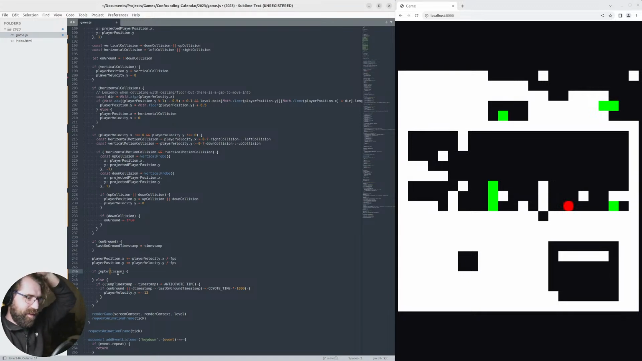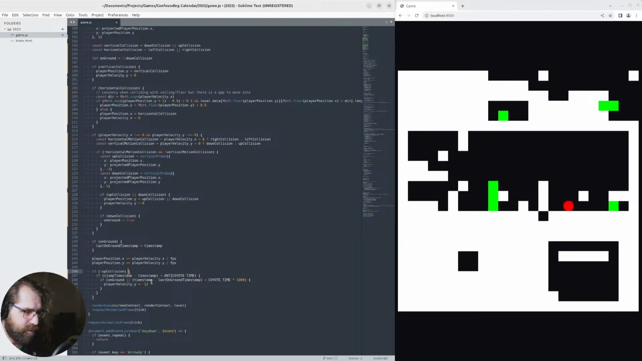Yeah, so there's going to be 0.15 seconds where the jump will still happen. So have I done it? Is there anything else to do there? If there's no up collision, then do this. I feel like there's a mistake here. This is refreshing. I am not pressing up. There's definitely a mistake here.